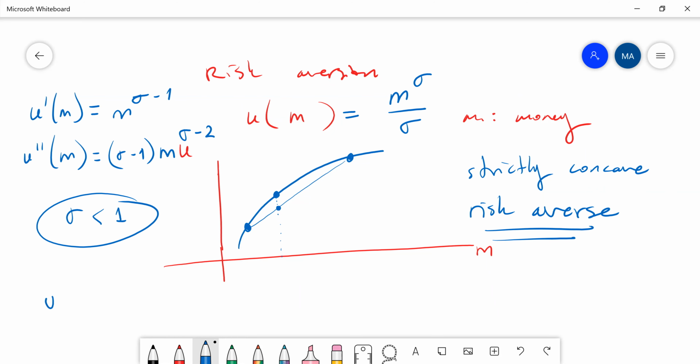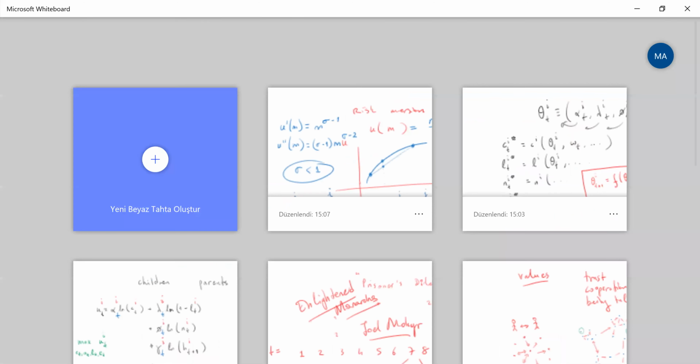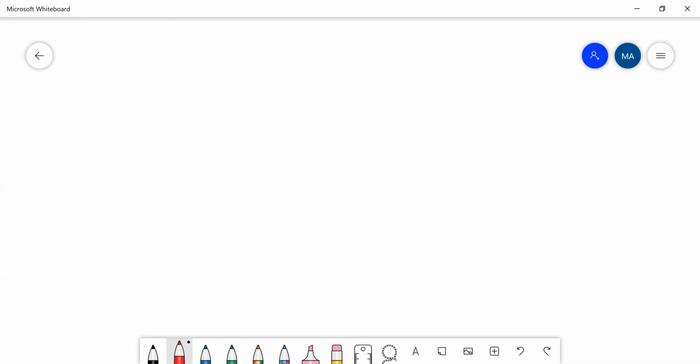But then different levels of sigma across two different agents, for instance, would give you different degrees of risk aversion, because they will have different utility functions now. One of them will be like this, the other would be like this. So the curvature will differ, and then risk attitude will differ across two agents. Now, another important thing is how we discount the future. Time preferences. So time preferences matter.